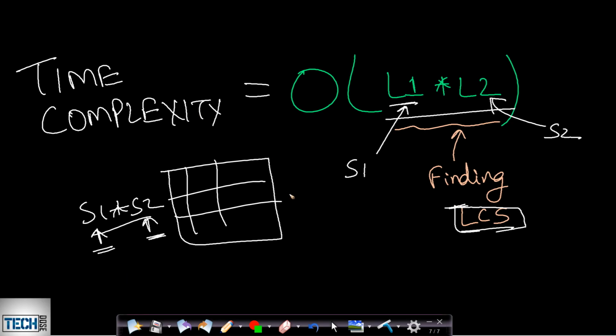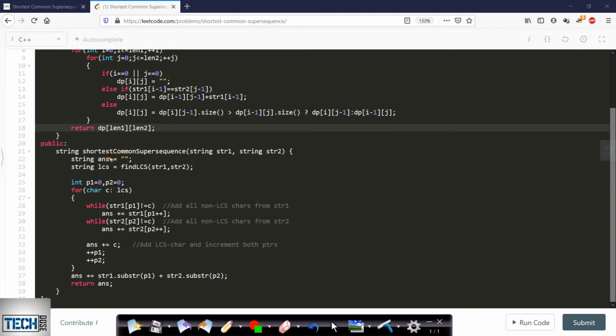Now let us look at the code. This is the entire code for the shortest common supersequence, where we will be receiving string S1 and string S2. We will be taking an answer string which we will return as our answer. We will be storing the LCS string in this LCS variable by calling the find LCS function with these two strings. This will return the LCS for the strings S1 and S2.